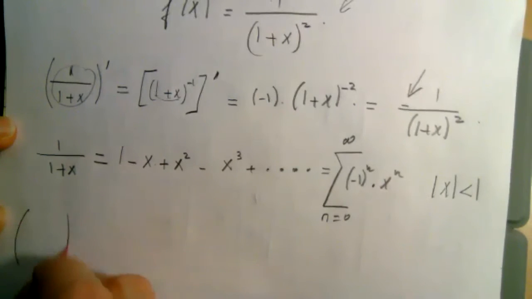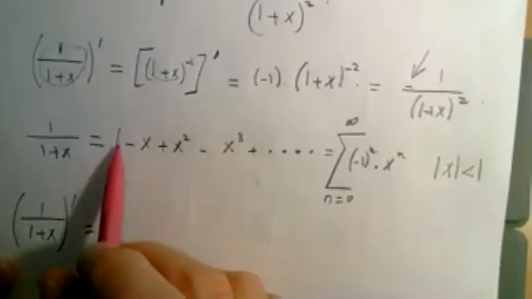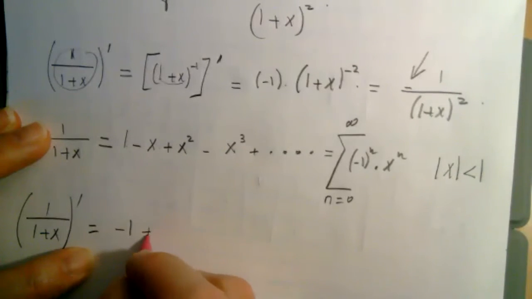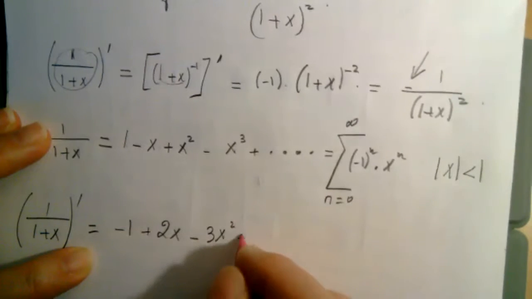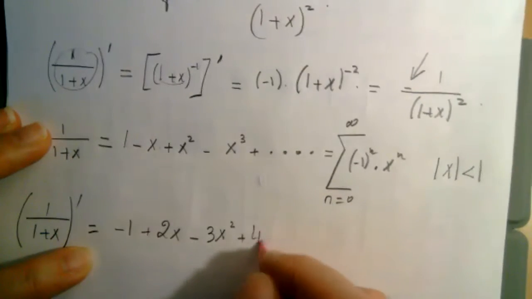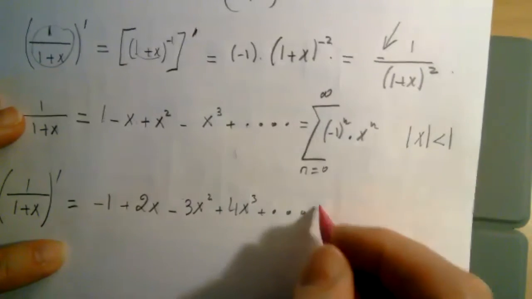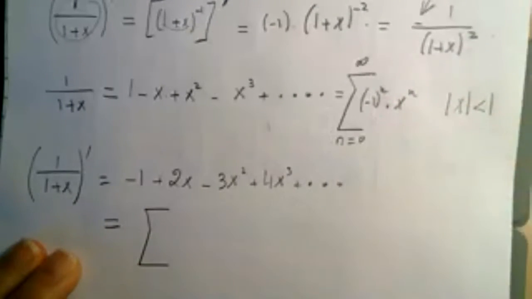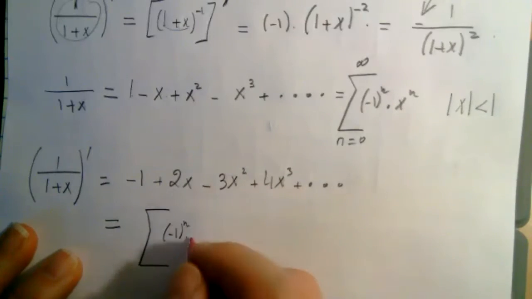So the derivative of that equals, differentiating term by term: derivative of 1 is 0, derivative of minus x is minus 1, plus derivative of x squared, minus the derivative of x cubed, plus the derivative of x to the 4, plus etc. This is going to be equal to the sum, term by term differentiation, of minus 1 to the n, and the derivative of x to the n is n times x to the n minus 1.